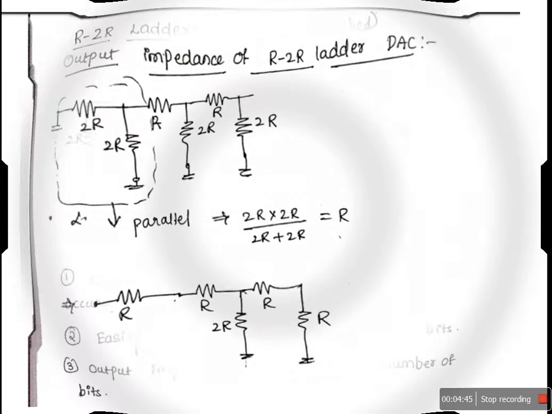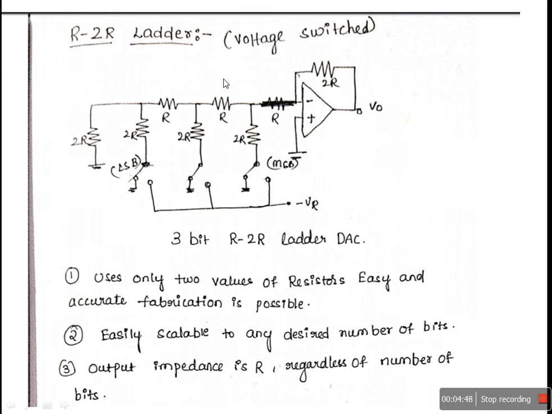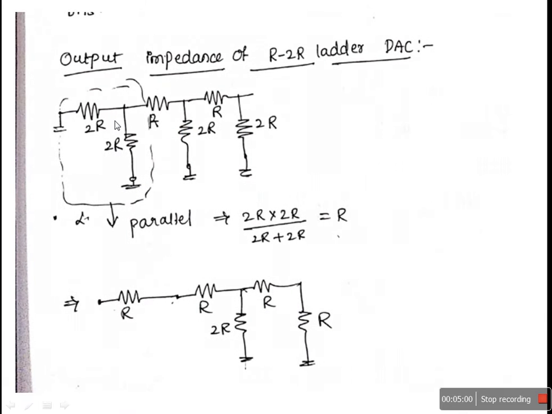I am taking only this ladder network and I want to calculate the impedance of this ladder network. Initially these 2R and 2R are connected in parallel, so I calculate the equivalent impedance: 2R into 2R divided by 2R plus 2R. 2R into 2R is 4R square, divided by 4R. R and R get cancelled, 4 and 4 get cancelled. The equivalent resistance is R.